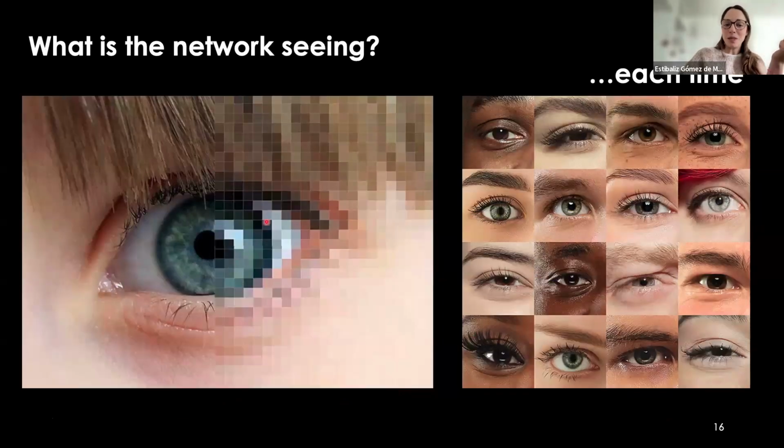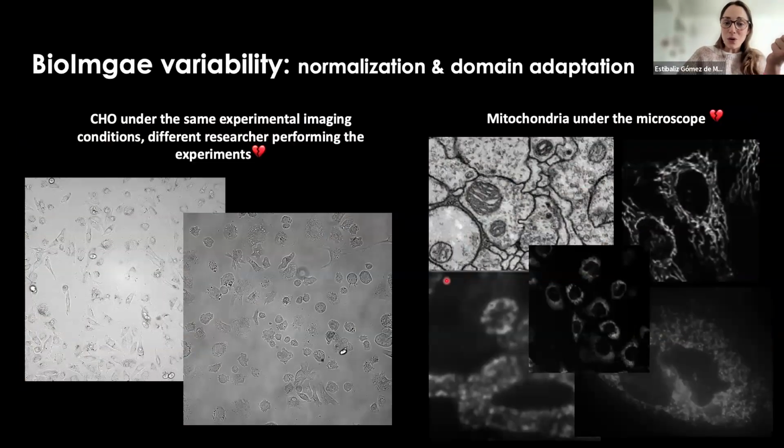We know that we need to be aware of what the network is seeing, not only for each image, but at each time. And here we are speaking again about variability, which is one of the very intrinsic and natural features of microscopy imaging and bioimages. So the challenge is that this variability is huge in microscopy. And one of the issues that we have is that it varies experimentally.